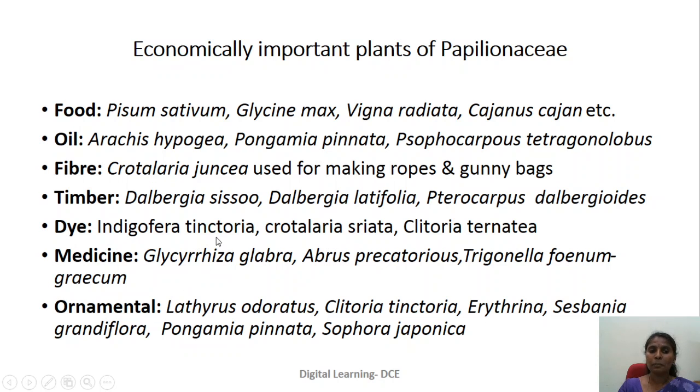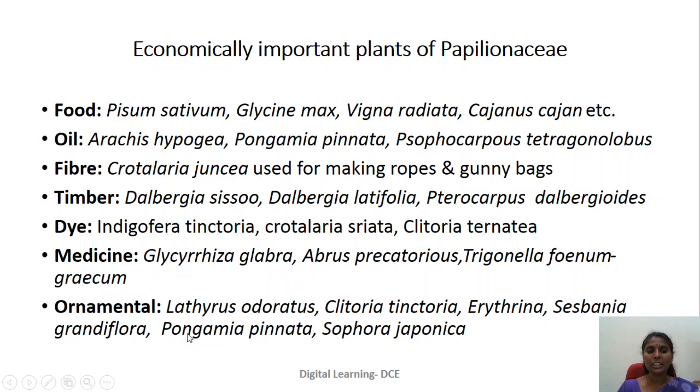Then there are some plants of medicinal value like Glycyrrhiza glabra. It is used to make cough syrups, and Abrus precatorius. The leaf and stem extract is used in the form of a decoction to cure cold and cough. Then the important plant Trigonella foenum-graecum has medicinal value, which is generally used by diabetic patients to reduce the glucose content in the body and also used as a coolant.